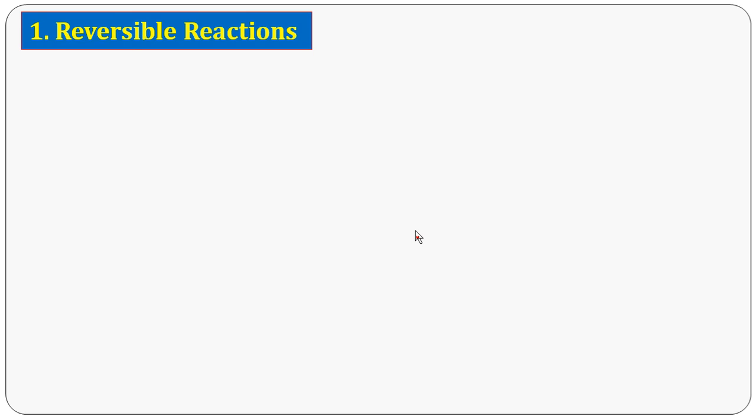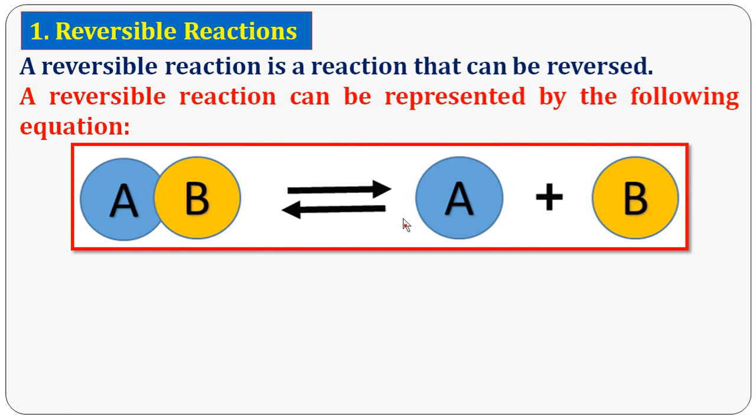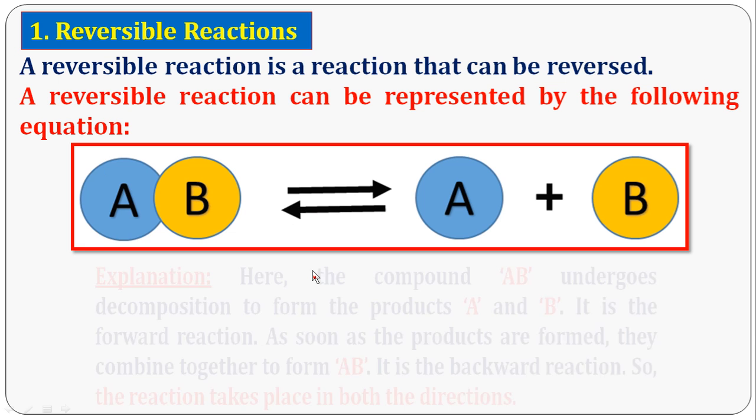The first one, reversible reactions. A reversible reaction is a reaction that can be reversed. A reversible reaction can be represented by the following equation. AB is a compound. The compound AB decomposes to form A and B. It is called a forward reaction. And A and B combine together to form the compound AB. It is a combination reaction. So the decomposition reaction is called a forward reaction, and the combination reaction is called a backward reaction.